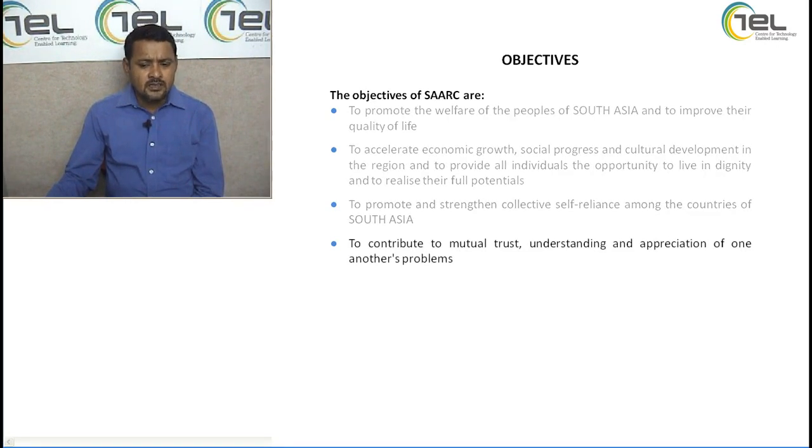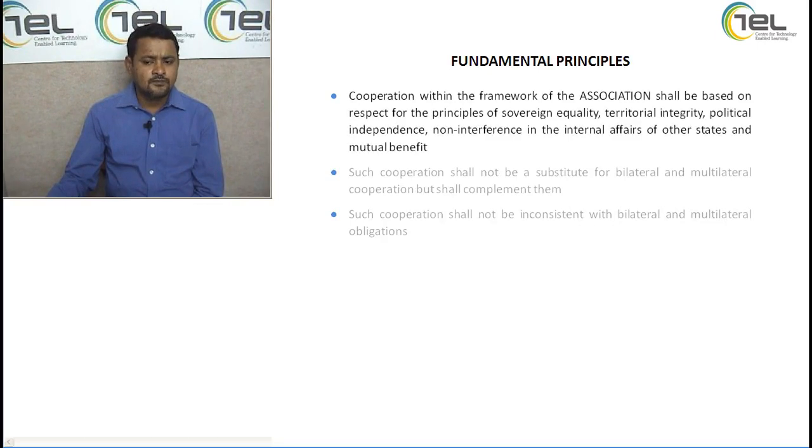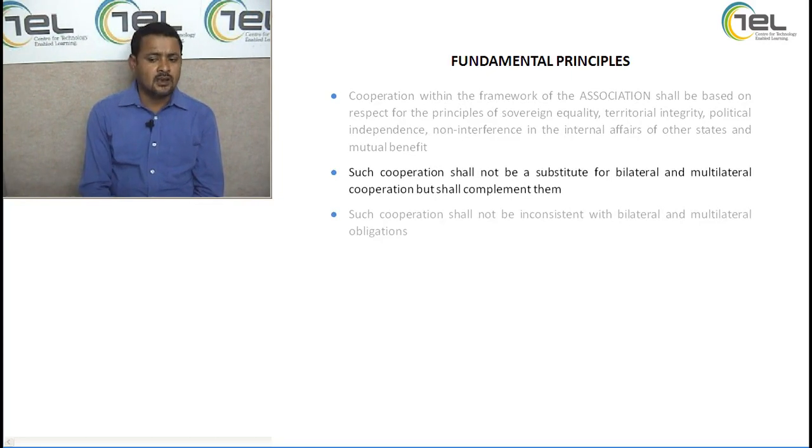But behind these requirements and long-term goals, such cooperation shall not be able to substitute for bilateral and multilateral cooperation. Such cooperation shall not be inconsistent with bilateral and multilateral obligations, because apart from being members of SAARC, these are independent and sovereign countries. India as a country has its own sovereign requirements. It's a large country with a large population. It needs to sustain it with large development taking place. GDP growth is required to be around 10%, which can be enough, still not enough I think, to sustain the increase in population.